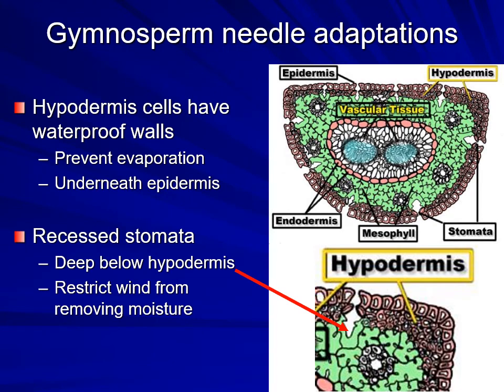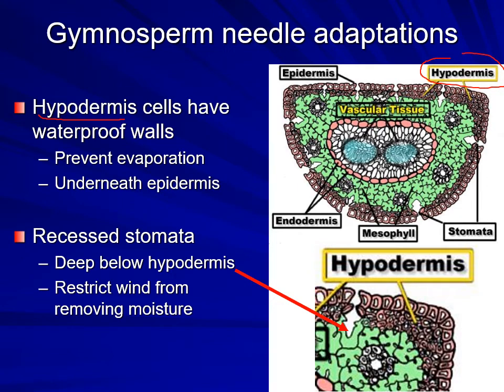So in a gymnosperm needle, one of the key adaptations is something called the hypodermis. Now, it's not hypodermic like a needle, it's hypodermis. We still have an epidermis, which is the outermost layer, which, by the way, is still coated by a thick waxy cuticle. So that's your first layer of moisture defense. And then below that is the hypodermis.